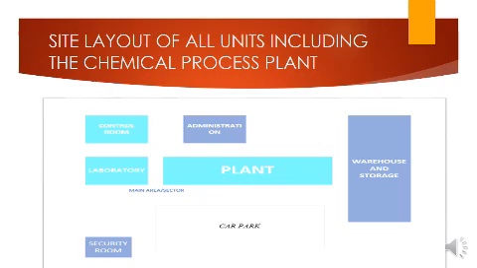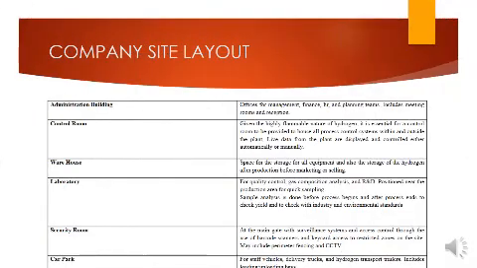The site layout of all units including the main chemical process plant. Administration building, which entails the offices of management, finance, HR and planning teams. We have the control room. Given the highly flammable nature of hydrogen, it's essential for a control room to be provided to house all the process control systems within and outside the plant.